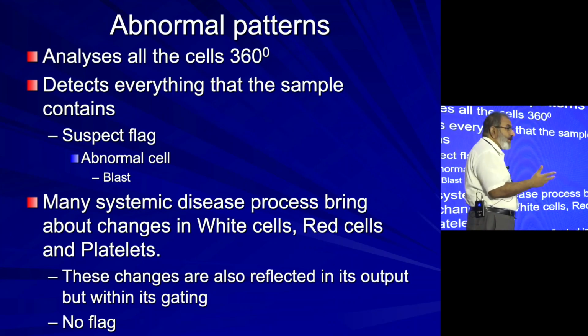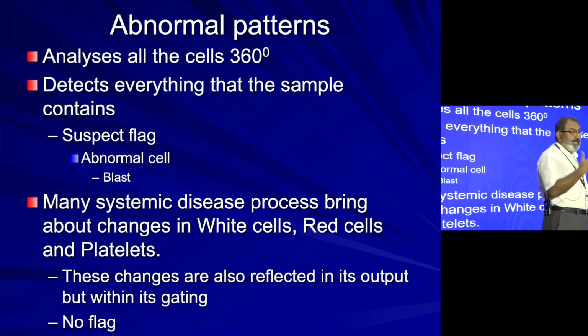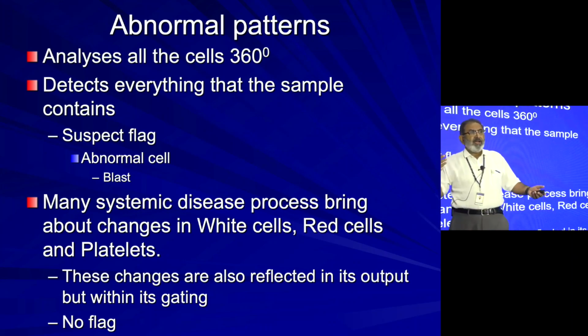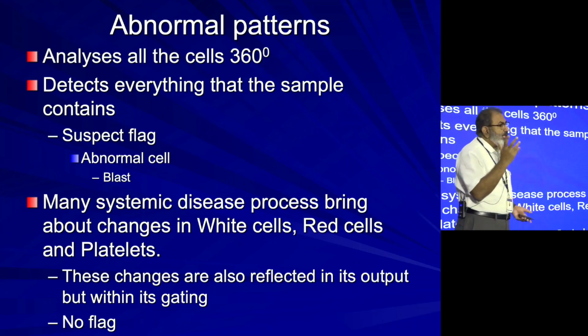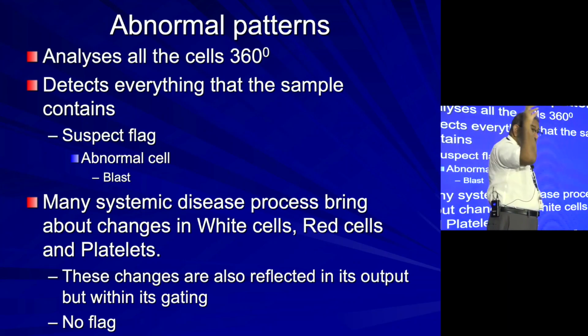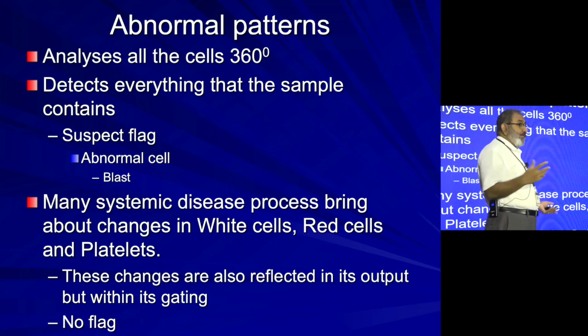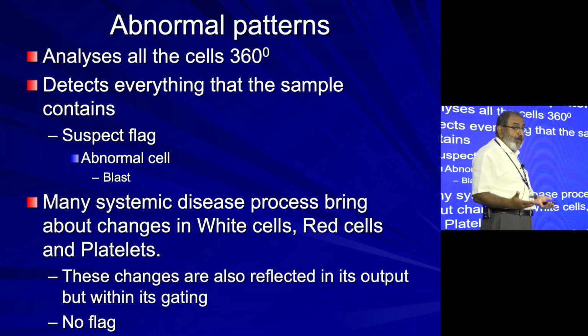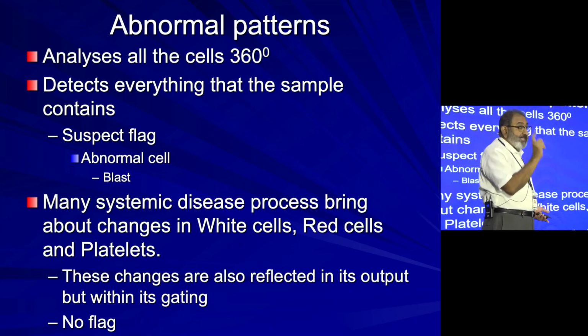But the problem is, a lot of systemic diseases like sepsis, malaria, dengue, they all undergo changes in the cells. And the cells stay in the same place where the cells are. They will not come in a different population, so they will not be called suspect flags. They are within the same normal area. The only thing is for you to understand that they are abnormal, or that changes have happened to the cell.